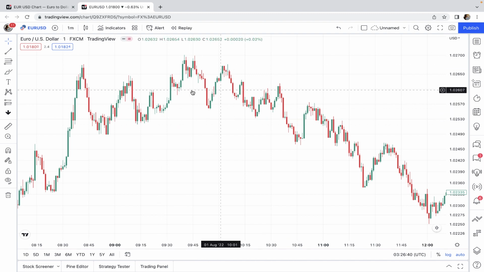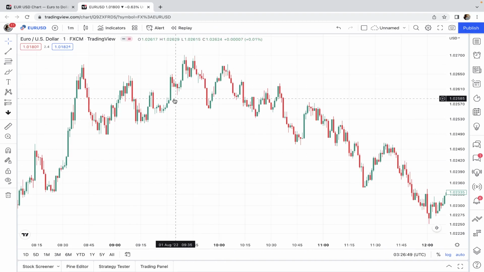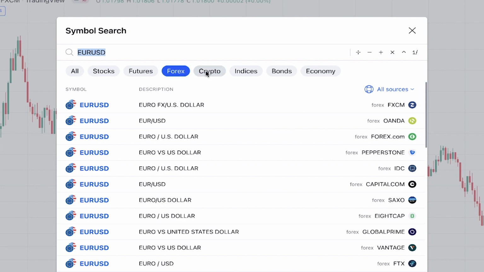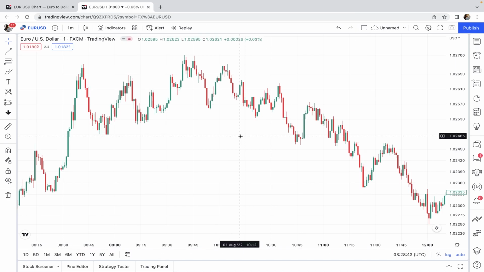Alright, as I said, this is a 1 minute scalping strategy. So here we set the chart time frame on 1 minute. This is the price chart of euro to dollar, but you can use this strategy on any other asset, whether it's forex, crypto, or stocks. The only requirement for this strategy in terms of the asset or market is the trading volume and liquidity.